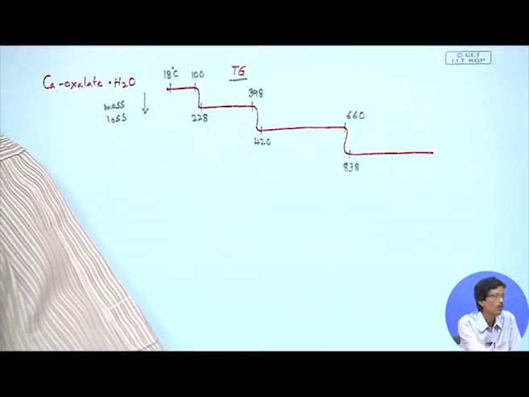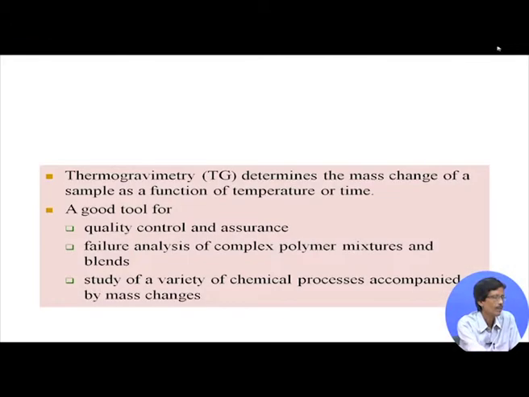So, before going to that exact analysis, what thermogravimetry tells us, as we saw in our previous class, is that it determines the mass change of a sample as a function of temperature or time. So, if we want to measure the corresponding mass change for that particular sample, which is your calcium oxalate, and we will also take immediately one other one, that means the magnesium oxalate. So, this particular instrument or the technique or the machine will be a good tool for quality control and assurance also.